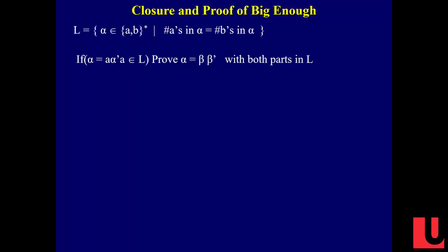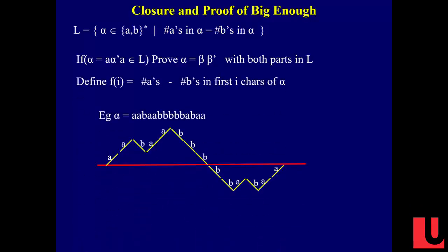All right, so now what we're going to do, we're going to prove that if alpha is in the language, same number of A's and B's, and alpha begins with an A and ends in an A, then there's a place to split it so that the first part has the same number of A's and B's and the second part has the same number of A's and B's. So what we're going to do is define a function f of i: when you look at the first i characters of alpha, what's the number of A's minus the number of B's?